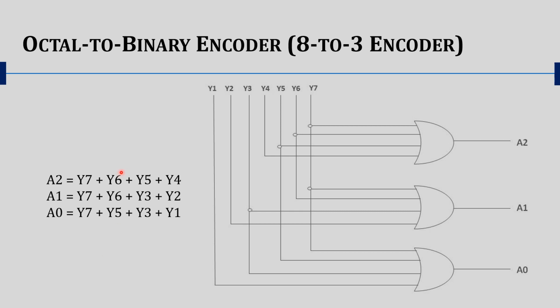The logic diagram consists of OR gates. For implementing A2, we take one OR gate. The input lines to A2 are Y7, Y6, Y5, Y4, right? So using an OR gate, we can implement A2, and similarly A1 and A0. We can make use of 3 OR gates to generate these 3 output lines.